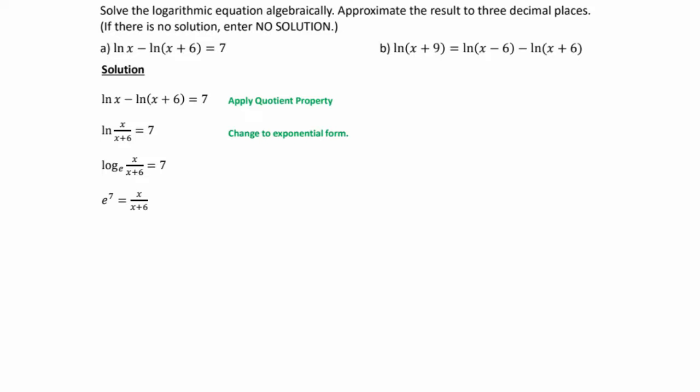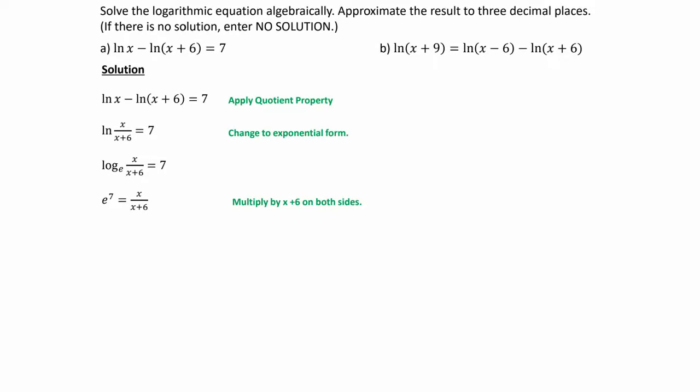So again, my base is e of the log, so that's going to be the base of my exponential, which is e. The output of the log becomes the input of the exponential because logs and exponents are opposites of each other, inverses of each other. So they work backwards, right? So the input of the log becomes the output of the exponential. So we have e to the 7 is equal to x over x plus 6.